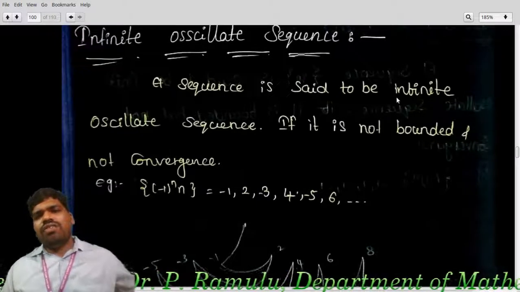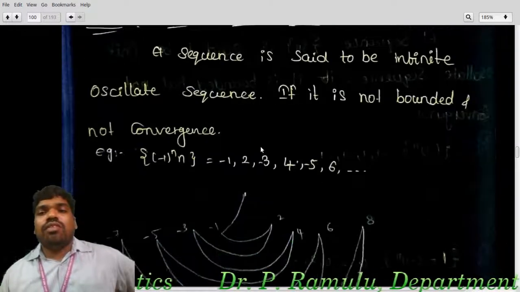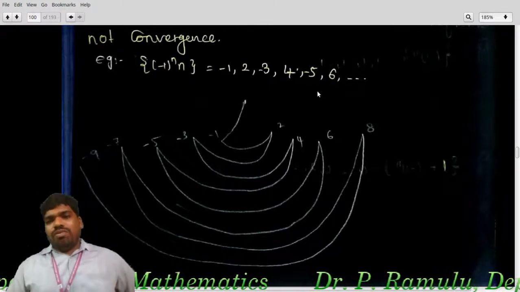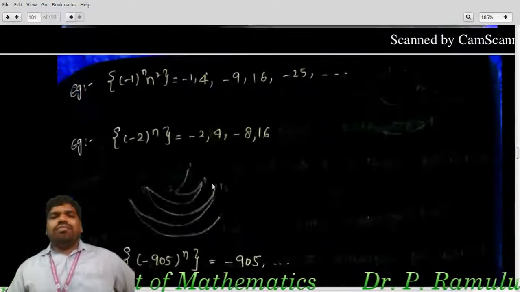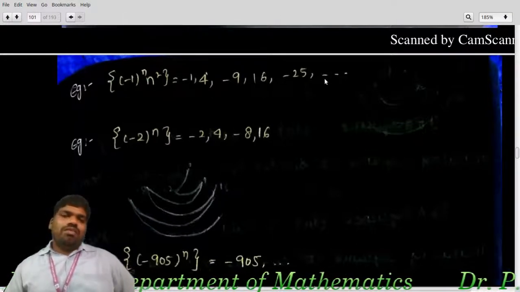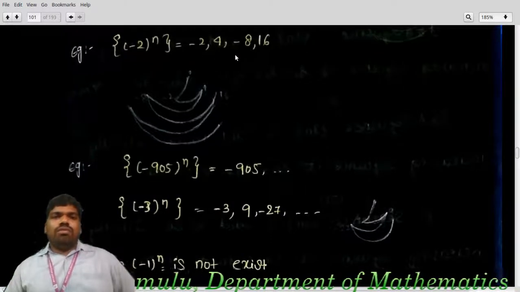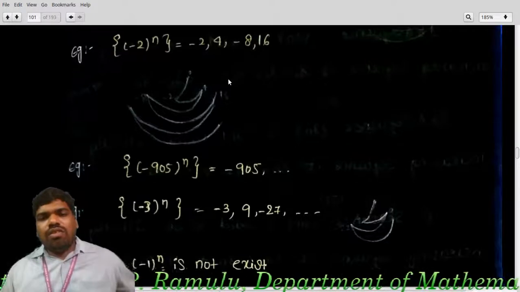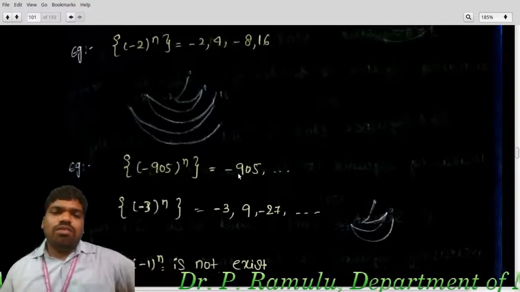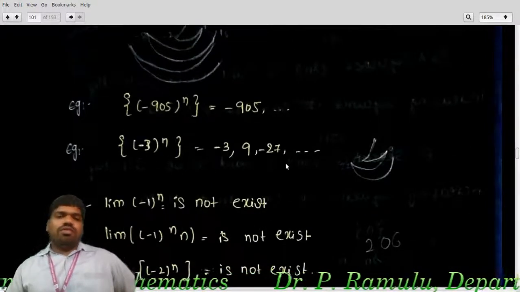A sequence Sn is said to be an infinite oscillating sequence if it is not bounded and not convergent. Simple example, minus 1 whole power n, just now already discussed. If I take minus 1 whole power n, that means it is not bounded, not convergent, therefore it is also an infinite oscillating sequence. Minus 2 whole power n, that equals minus 2, 4, minus 8, 16, so this is also an infinite oscillating sequence. Minus 3 whole power n, that equals minus 3, 9, minus 27, right?